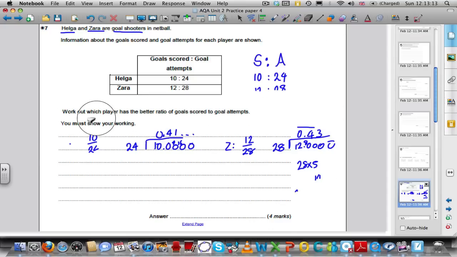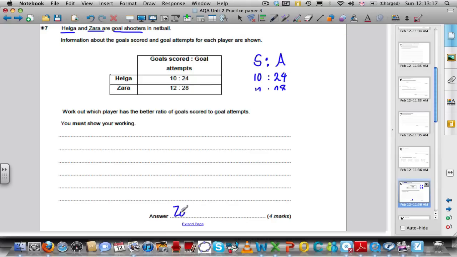Okay, there are other ways of doing it. We said it was Zara. Helga was 10 out of 24, and Zara was 12 out of 28. You could try to make them have the same common denominator, and then you can easily compare them. So you have to find out what 24 and 28 go into. This could take you some time to work out the lowest common multiple of 24 and 28, but it is another option. Probably the best way is to do 10 divided by 24 and 12 divided by 28, like I did the last time. Work out their decimals and see which one is bigger.